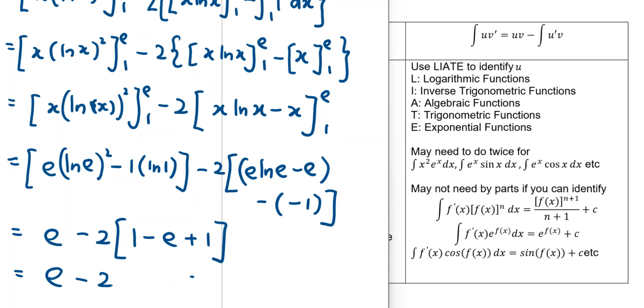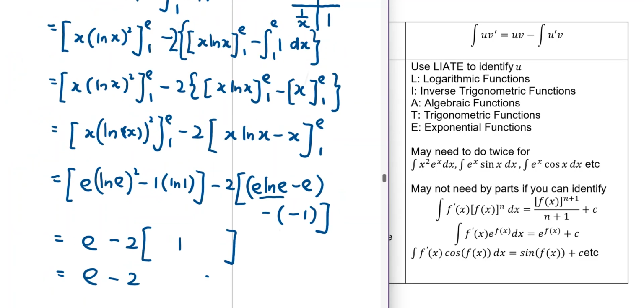I just realized I was careless on top, so I'm going to redo this part again. Okay, e ln e, this is going to be e minus e, that's gone. Okay, so this is just a 1. So that's the final answer, e minus 2.